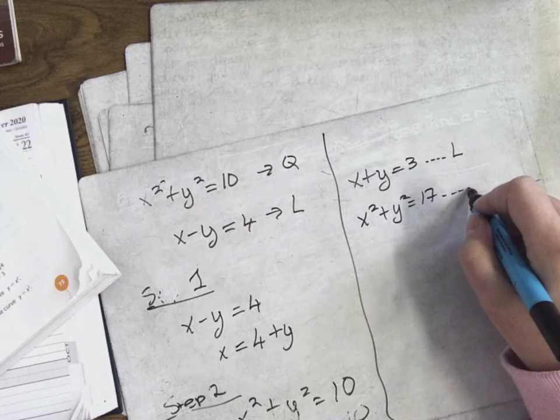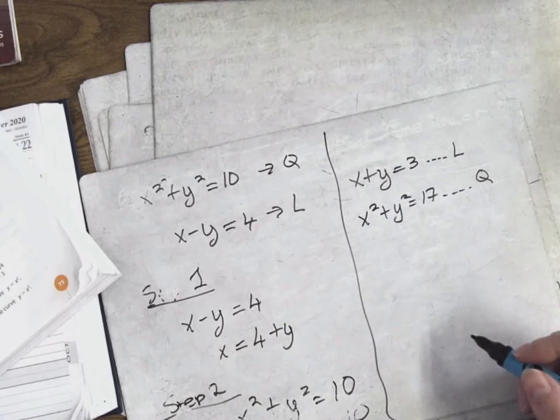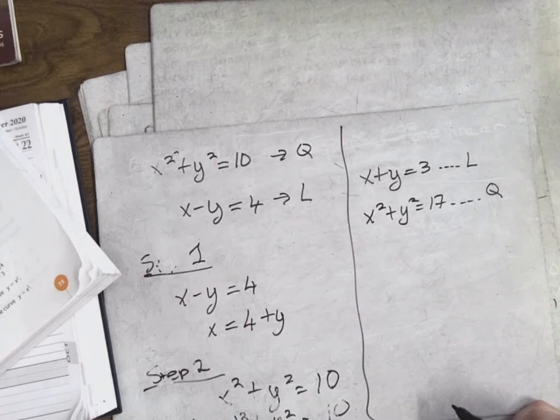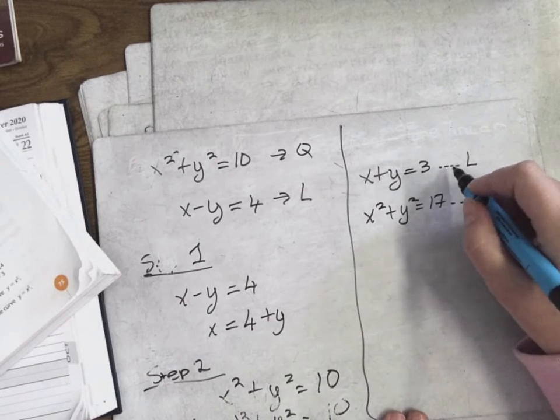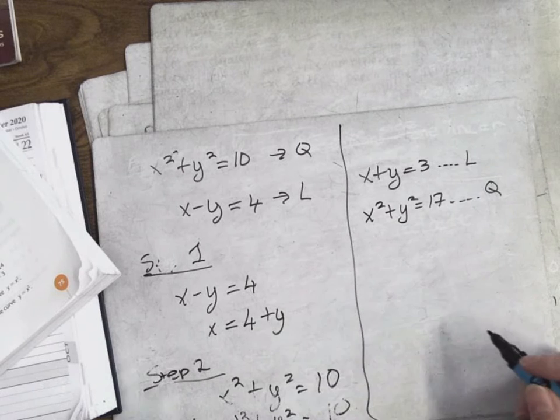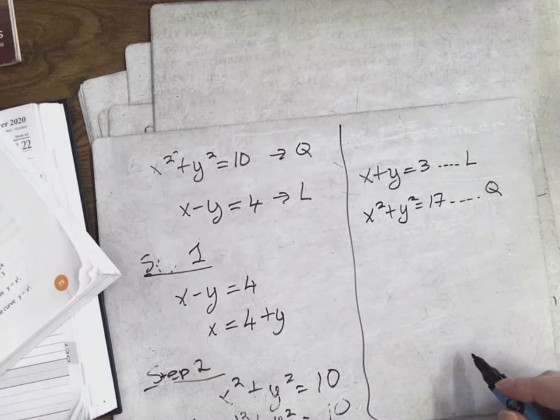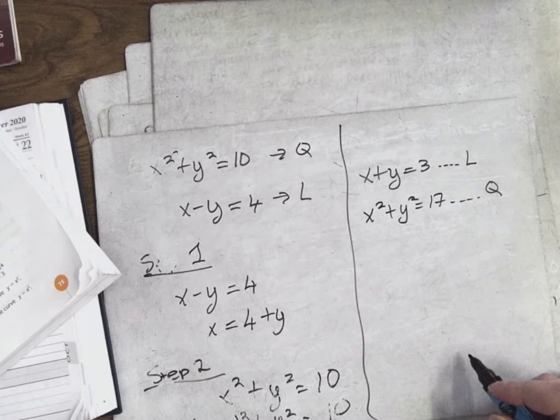So that's the linear equation up top, that's what the L stands for, and there's the quadratic equation there. So step 1, start with the linear, rearrange it. Step 2, start with the quadratic and put the step 1 bit into it.